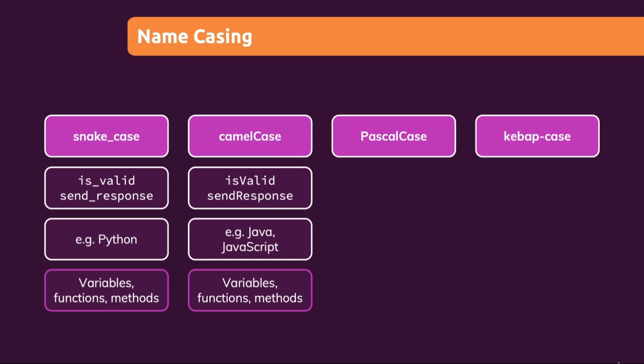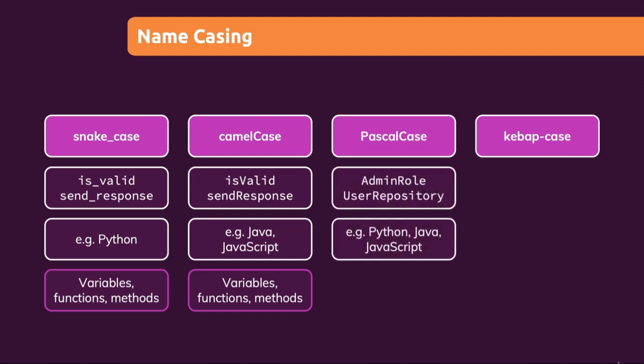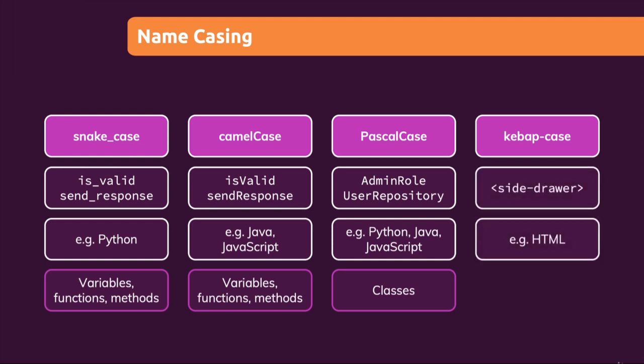Now another notation which we know is Pascal case. It looks like this, and this is used by many programming languages, for example by Python and Java and JavaScript, for class names. Class names are typically written in Pascal case. And when it comes to kebab case, it looks like this, and we, for example, know this from HTML, where we can use it to assign names to custom HTML elements we might be building.